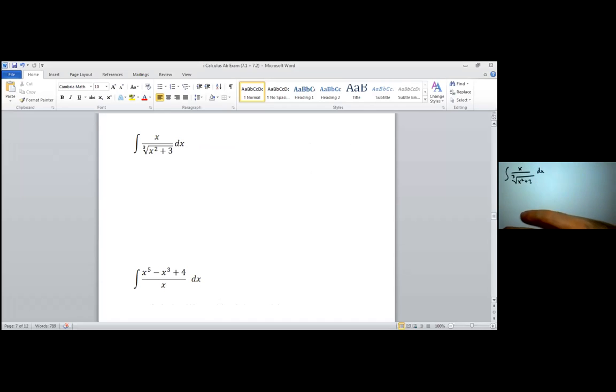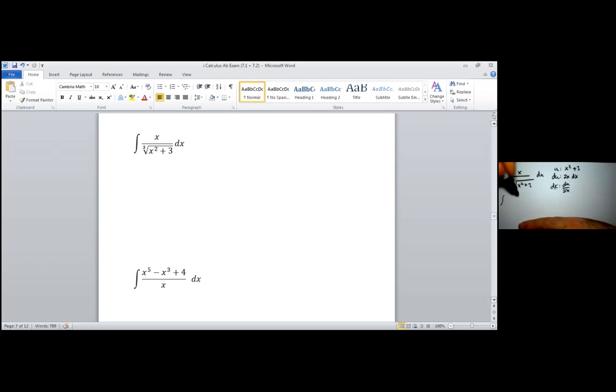So for this one, we should be trying a u substitution. So we're going to let our u be the stuff in the radical. So that's x squared plus 3. So the derivative of that is going to be 2x dx, which would make dx du over 2x. And then we can plug this in.